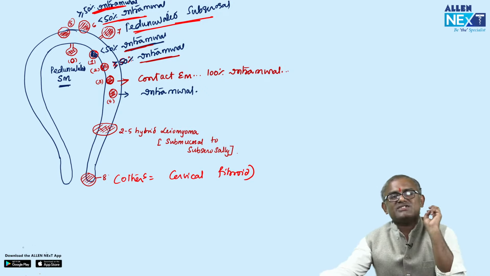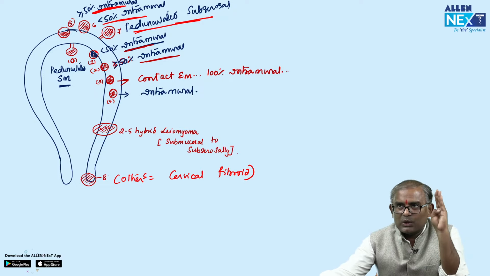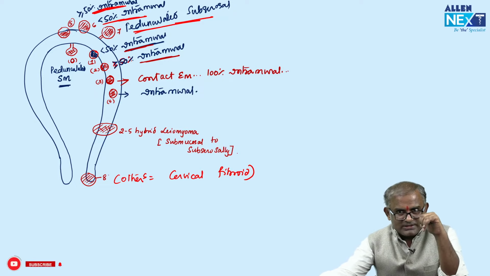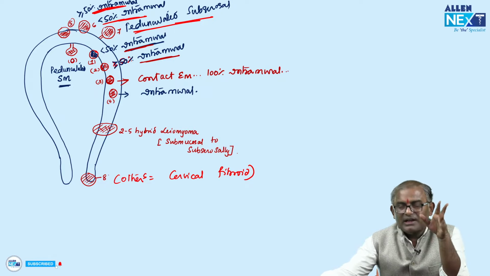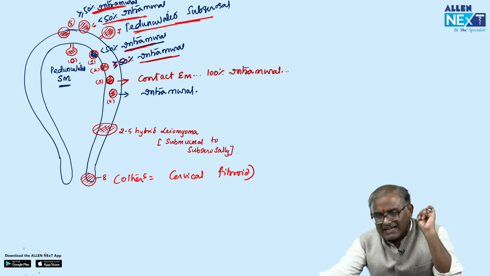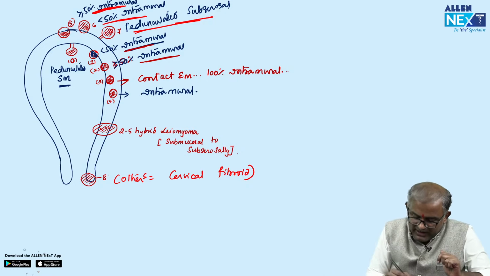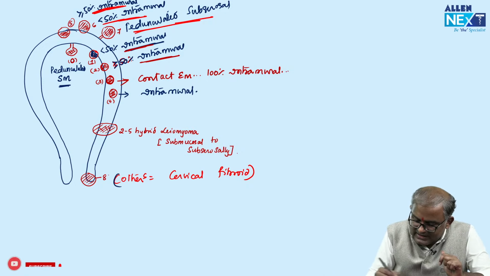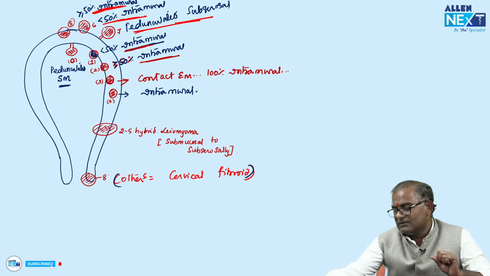This FIGO classification is clear. You should know we give 0, 1, 2 for submucosal, 3, 4 for intramural, 5, 6, 7 for subserosal. And 8 is others. Others means cervical fibroid. Is it clear?